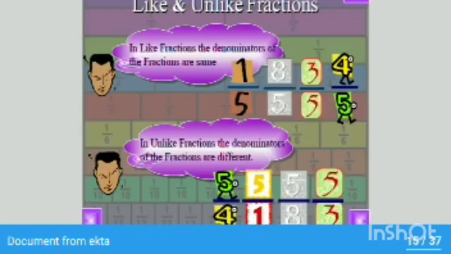Now like and unlike fractions. What are like fractions? Remember, if the denominators are the same, then the fractions are considered to be like fractions, like 1 upon 5, 8 upon 5, 3 upon 5, 4 upon 5. All have the same denominator, 5, so they are considered to be like fractions. Now what about unlike fractions? The denominators are different, like 5 upon 4, 5 upon 1. Here the denominator is 4 and in the second one the denominator is 1. So these are unlike fractions.